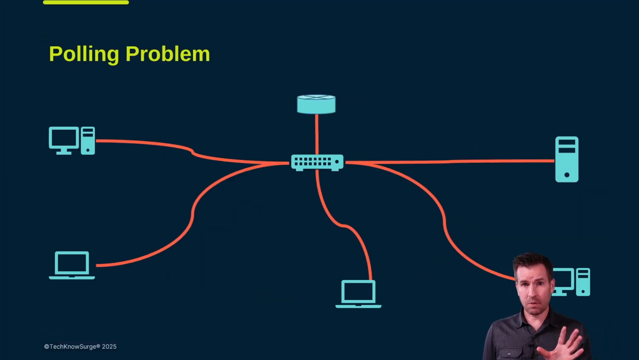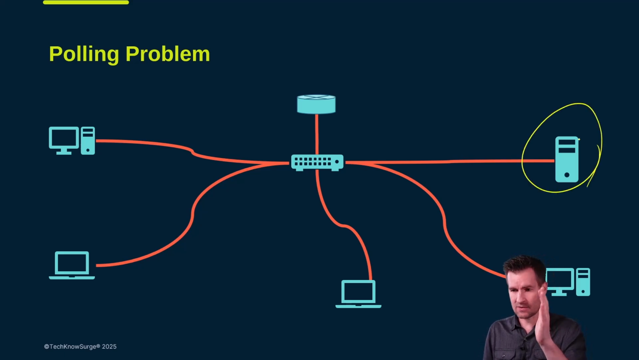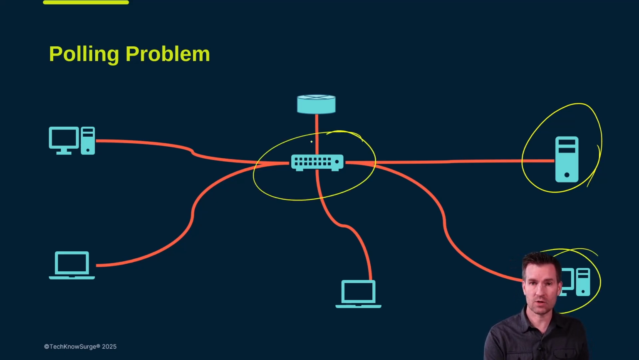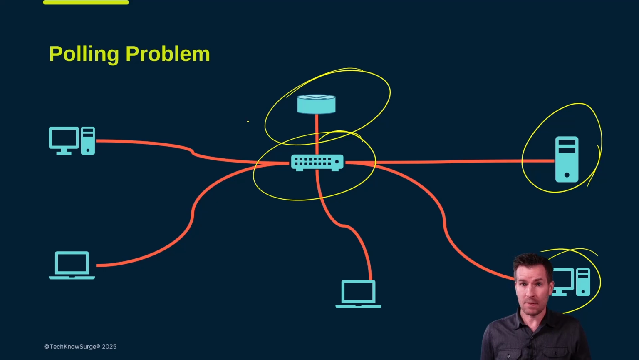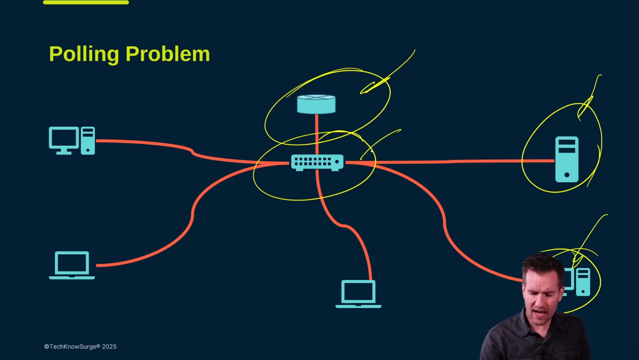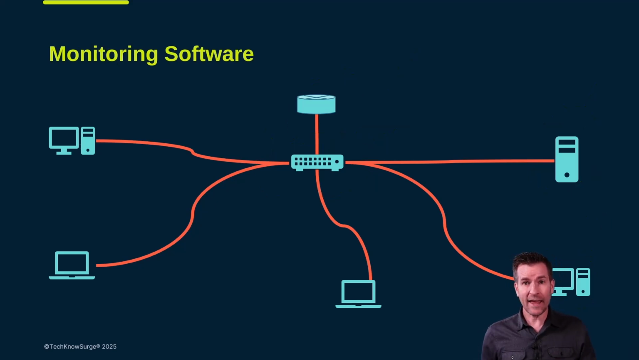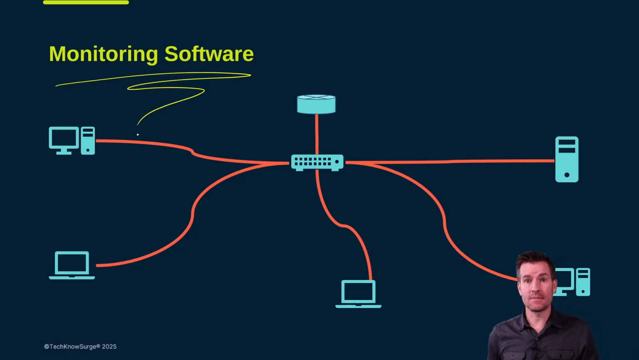Now, a lot of this polling really happens already on the different pieces of a system. So a server is already keeping track of all sorts of things, and same thing with desktop machines, and same thing with switches, same thing with routers. But the problem now is that if there is an issue, how do we go to each one of these devices and check each one of these devices? Well, that's where monitoring software comes into play.